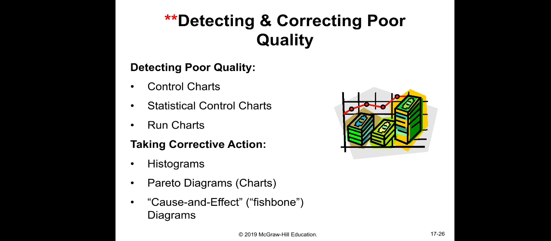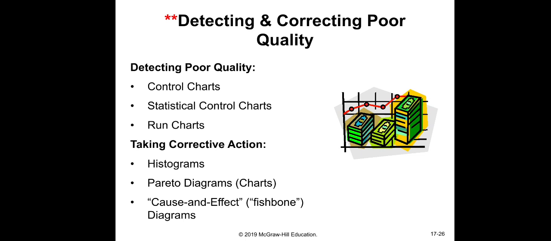So see here, detecting poor quality. There are several methods that can be used to detect poor quality product in a business. The first one, control charts, and then second one, statistical control charts, and then number 3 is run charts. And these are the 3 methods that can be used to detect poor quality issue or problem.